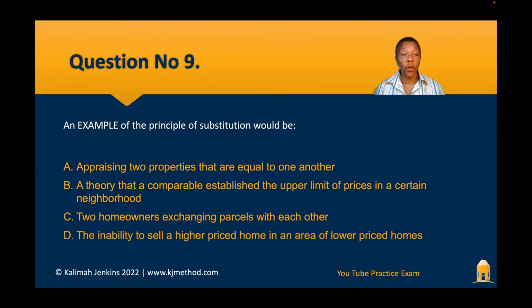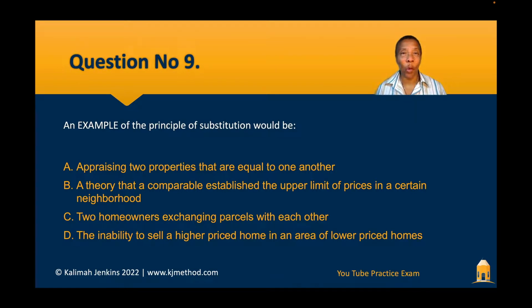So the answer on this one is D. D, the inability to sell a higher price home in an area of lower price homes. Because I asked for an example of the principle of substitution, you should have immediately gotten rid of A and C. That has nothing to do with it. But then we look at B, a theory that a comparable establishes the upper limits of prices in a certain neighborhood. That is true, right? That is essentially the definition of the principle of substitution.